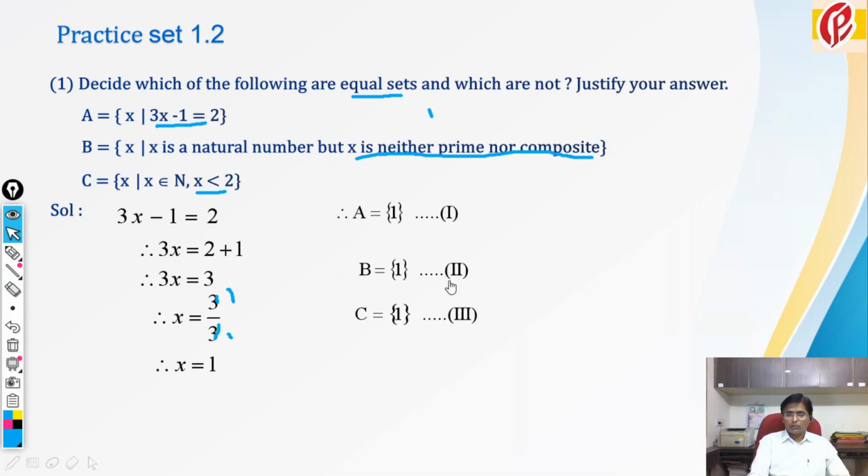Now from 1 to 3, what will you see? A contains element 1, B is also 1 and C is also 1. So A, B and C, these three sets are all equal. From 1, 2 and 3 we get A is equal to B is equal to C.